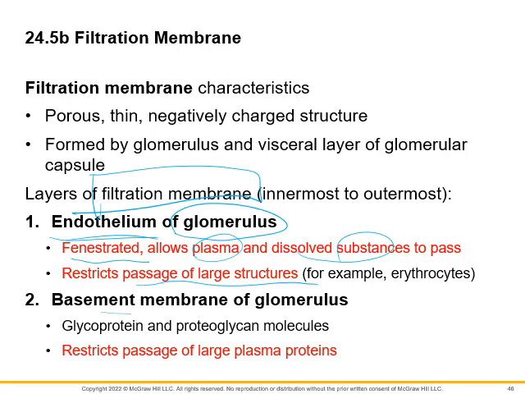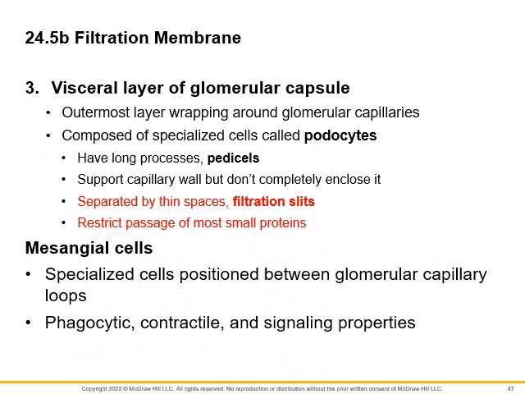We also have a basement membrane of the glomerulus, and this also restricts the passage of large plasma proteins. We're going to see in just a second that the outermost layer on the glomerular capillary has these podocytes. These are specialized cells. There are thin spaces, filtration slits, and this restricts most of the small proteins. So the big stuff definitely gets kicked back into the efferent arterioles. Some of the small can move through, but it restricts the majority of them.